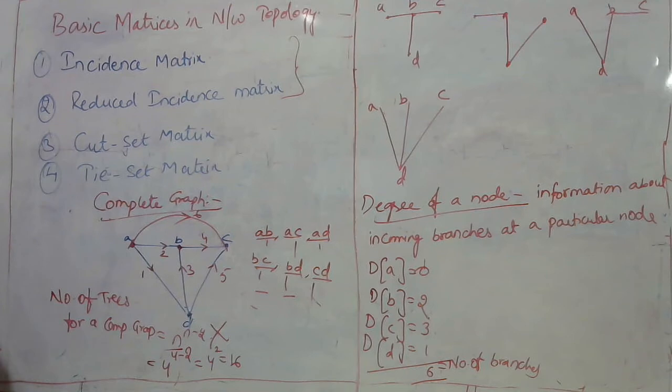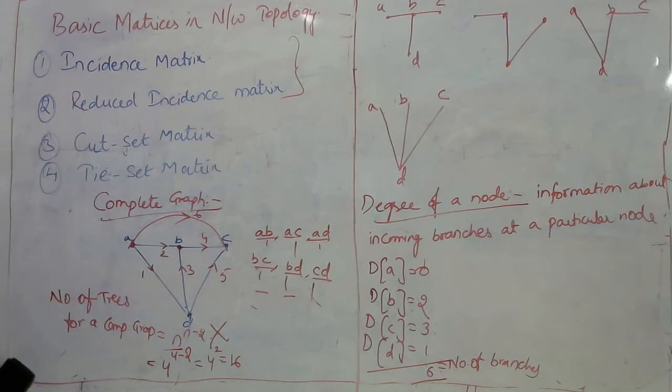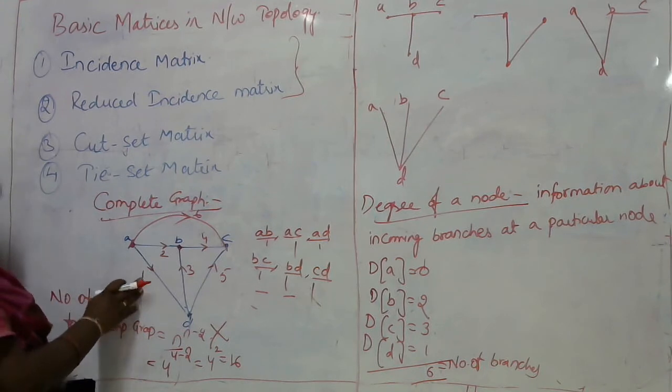So the significance of the degree of a node is that by summing all the degrees of the nodes, we can find the number of branches in a graph. And the other more important thing is that the degree of nodes specifies whether a particular branch is an incoming branch or an outgoing branch. Now let us see the same example, that is, the same graph.